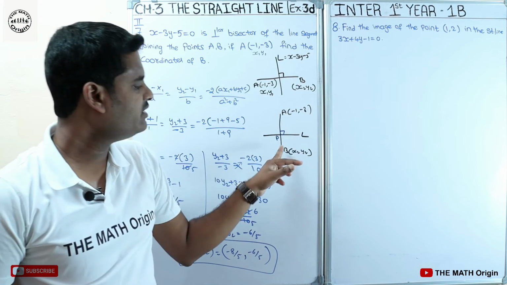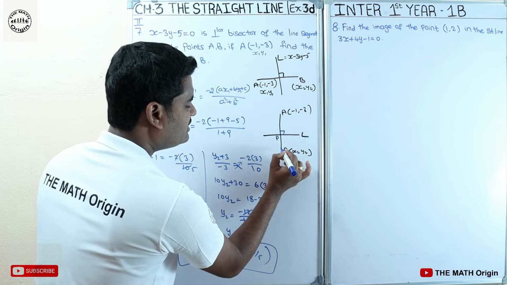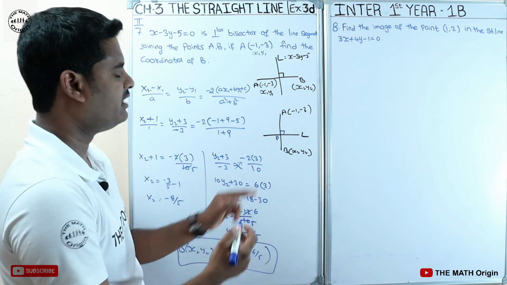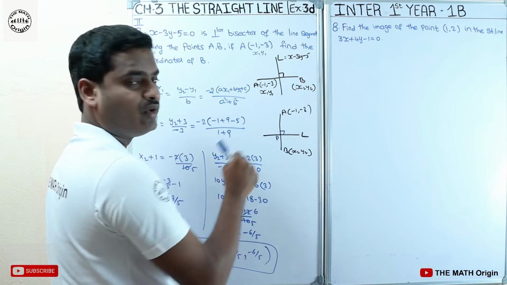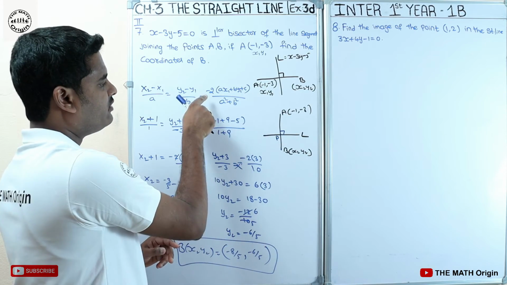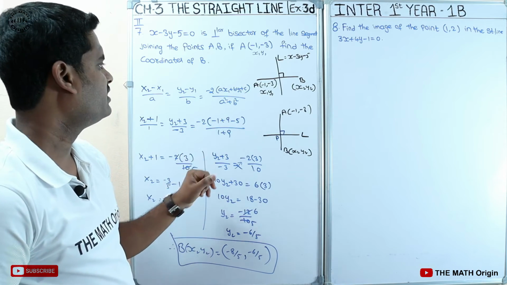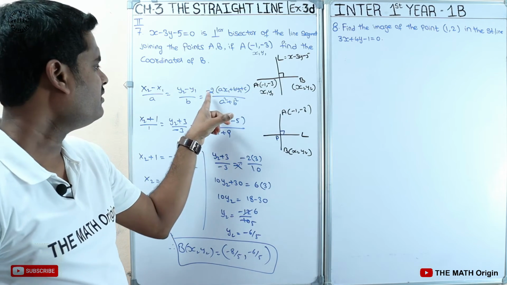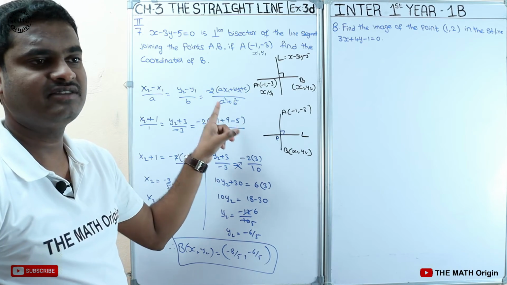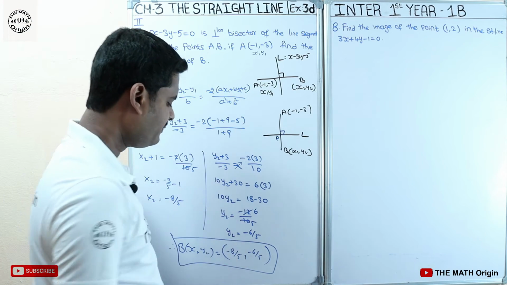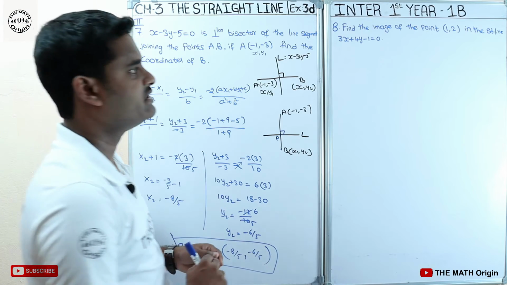B means we are finding a point which is after the line, like a line intersecting the point AB. That's why we have the formula minus 2 into ax1 plus by1 plus c by a square plus b square. But for the foot of the perpendicular we have minus ax1 plus by1 plus c by a square plus b square. With this we completed the 7th question.